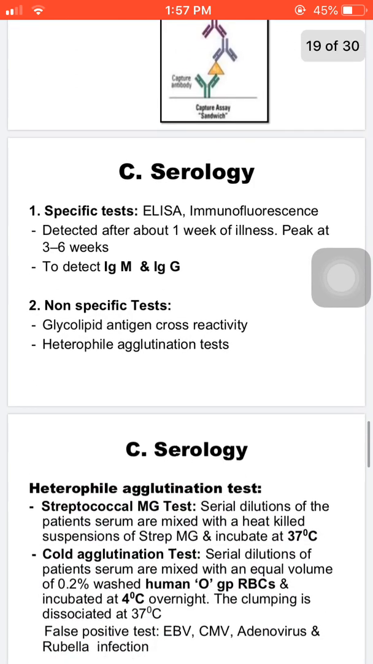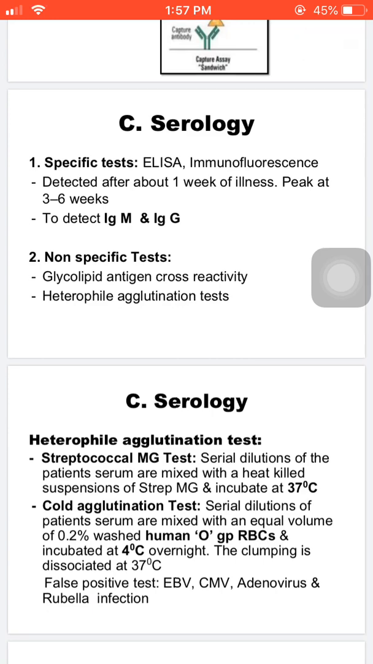Next, let us move on to antibody detection, that is serology. There are specific tests and non-specific tests in this. The specific tests include ELISA and immunofluorescence, where you can detect antibodies by 1 week of illness, and you can individually detect IgM and IgG, so you can differentiate between recent and past infection.